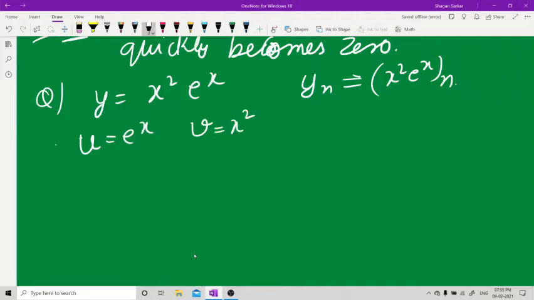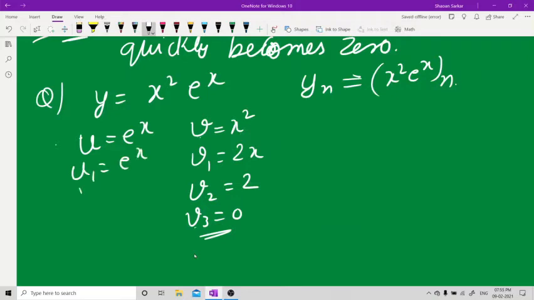I told you, I have said, take v as the one whose derivative becomes zero very quickly. You have to select v in such a manner whose derivative becomes zero very quickly. v1 is 2x, v2 is 2, and then v3 is 0. That's why. See, its derivative becomes zero the fastest. The second derivative is 2, the third derivative is zero. u1 will be e to the power of x and un minus 1 also will be e to the power of x and un also will be e to the power of x.